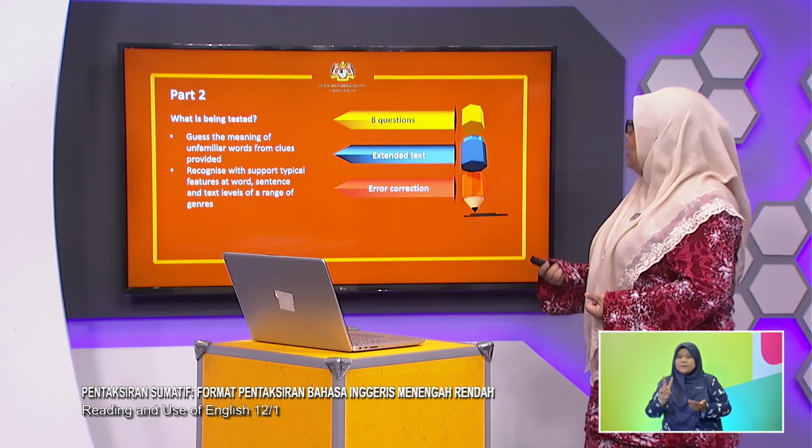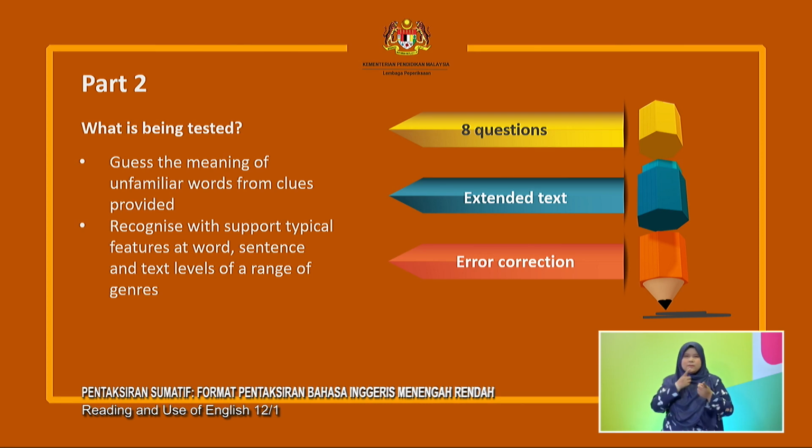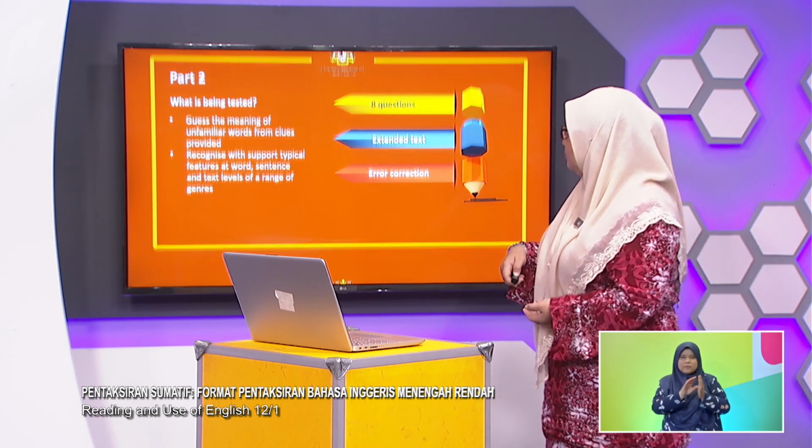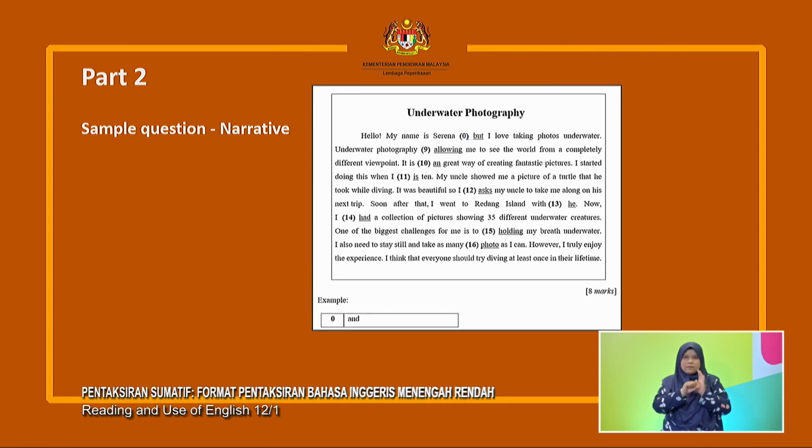In part 2, the students are going to be tested to read an extended text consisting of 8 questions, where they are going to do error corrections. So let's look at the sample item now, Chris. Here is the sample question for part 2. The students are going to be reading a text, and there's a title up there to give them the idea of what the text is going to be. I see.